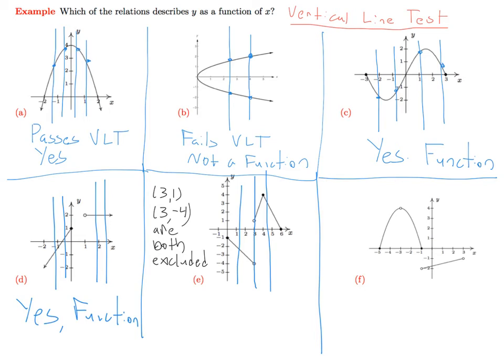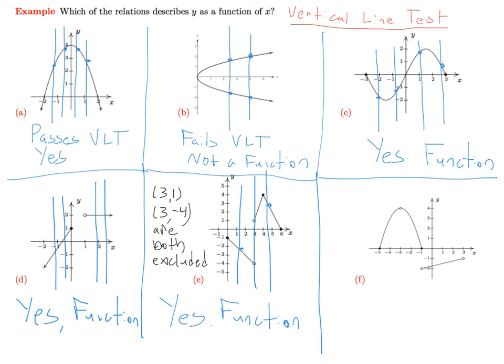And that's the only vertical line that looks suspicious. All of the other vertical lines that we can draw intersect at most one point. So this does satisfy the function relationship. It's okay if I pass through open dots more than once. I'm worried about passing through points that are included in the relation, and open dots are not.